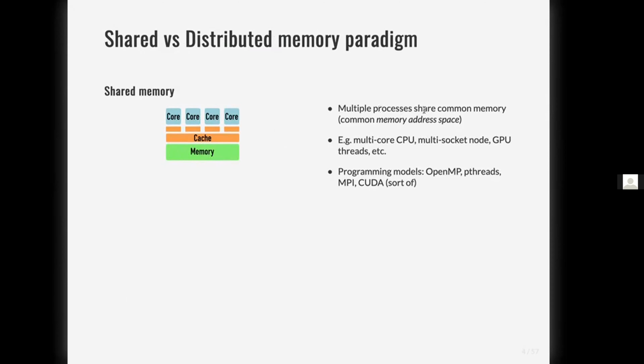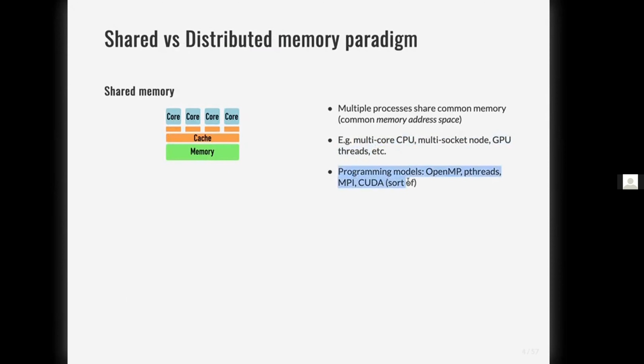So multiple processes share the common memory. We say they have a common memory address space. An example of this is a multi-core CPU, as we said, or maybe many processes on the same node. GPU threads see the same memory, so that's another example of a shared memory system.